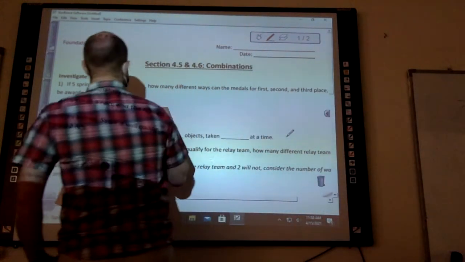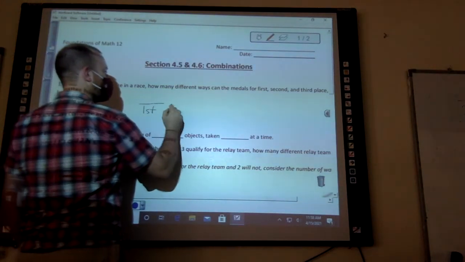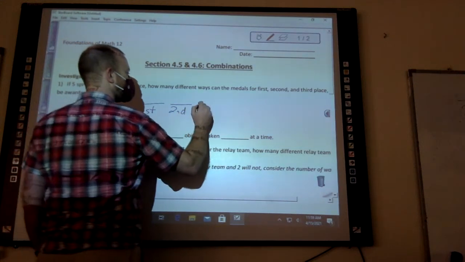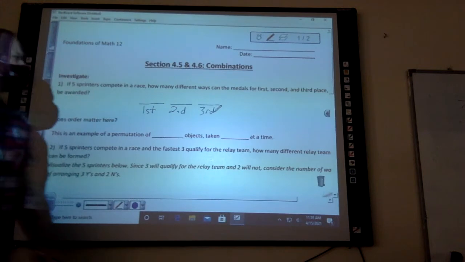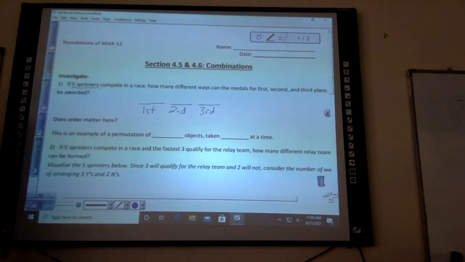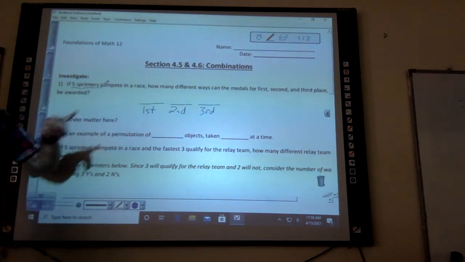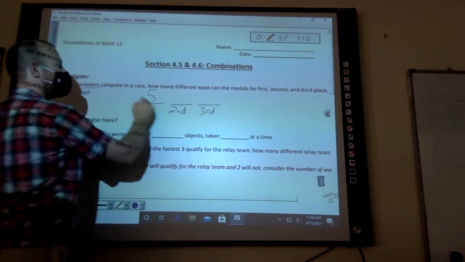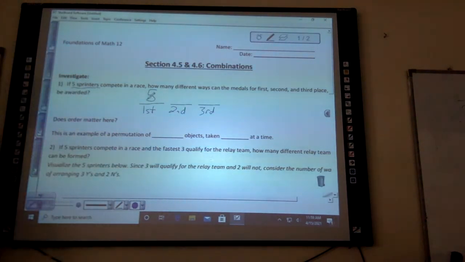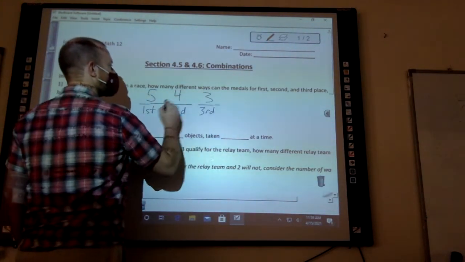So if we look at this, let's say this is first place. This is going to be second place. This is going to be third. If I've got 5 sprinters, how many options do I have for first place? Well, any one of those 5 sprinters could come in first. So I've got 5 options for who could come in first. Second's 4 because one of them is in first, and then third.